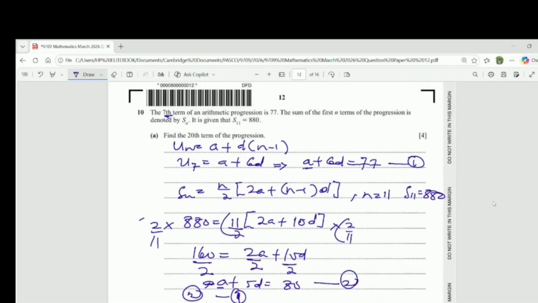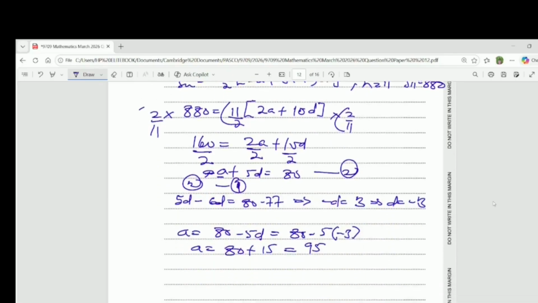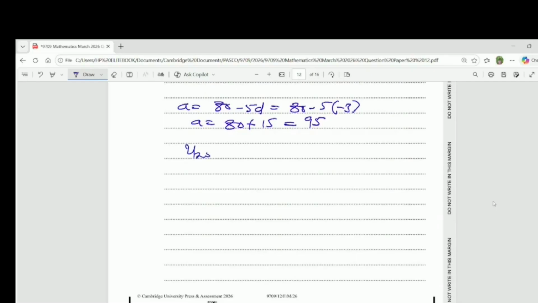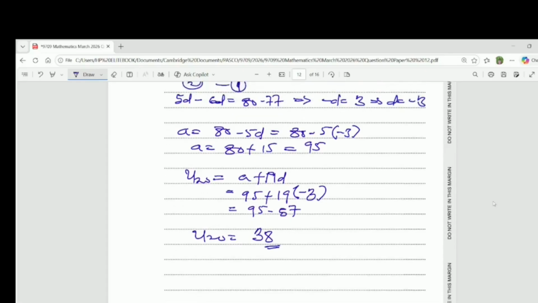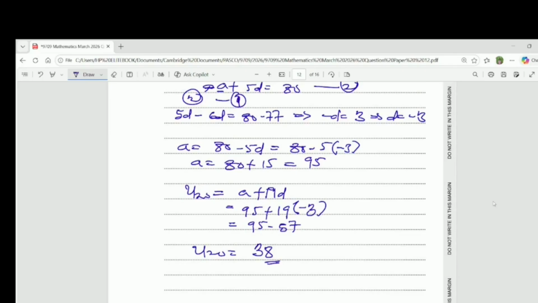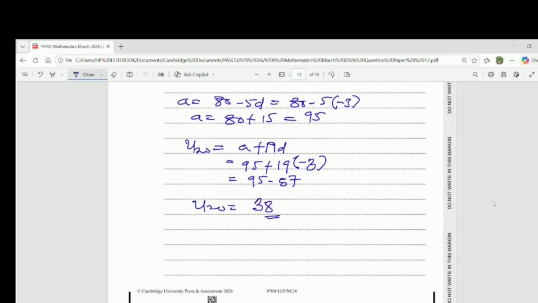Now that we have a and d, we can solve the question, because the question says we should find the 20th term, that's u20. So u20 is equal to a plus 19d, right? Our a is already 95, and our d we had negative 3. So our u20 is 95 minus 19 times 3, which is 57. So u20 is equal to 95 minus 57, which is 38. So the 20th term is 38. Of course, the common difference is negative, which means the values will be reducing as the terms increase. So that's the answer to question 10.